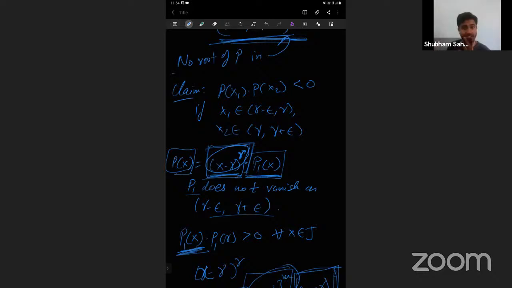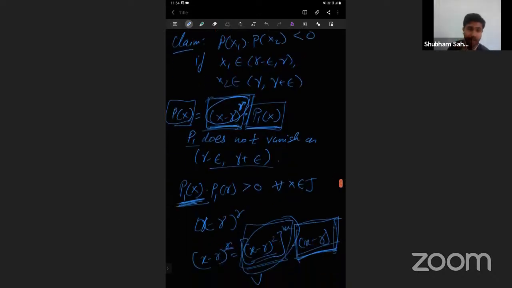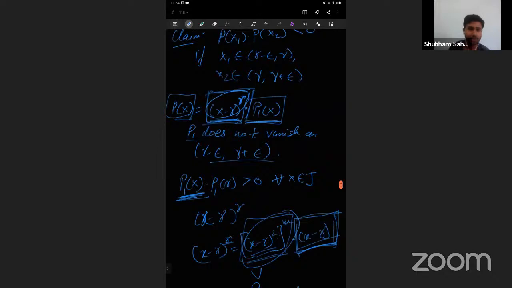Because P1 is a continuous function, being a polynomial, for it to change signs it has to go through 0. But it has no roots in this interval, so it can't go through 0, so it has a consistent sign all through this interval. Now we just need to show that (x minus gamma) to the power r changes sign, but r is odd, so that's easy to see.